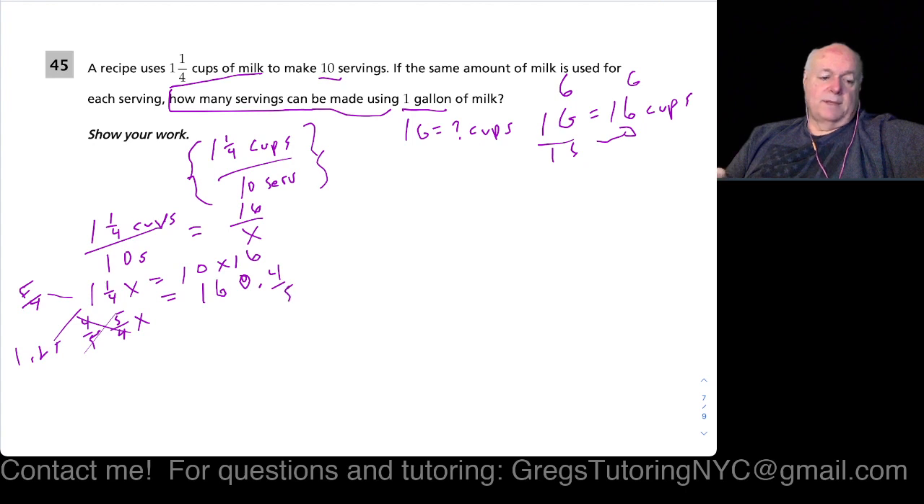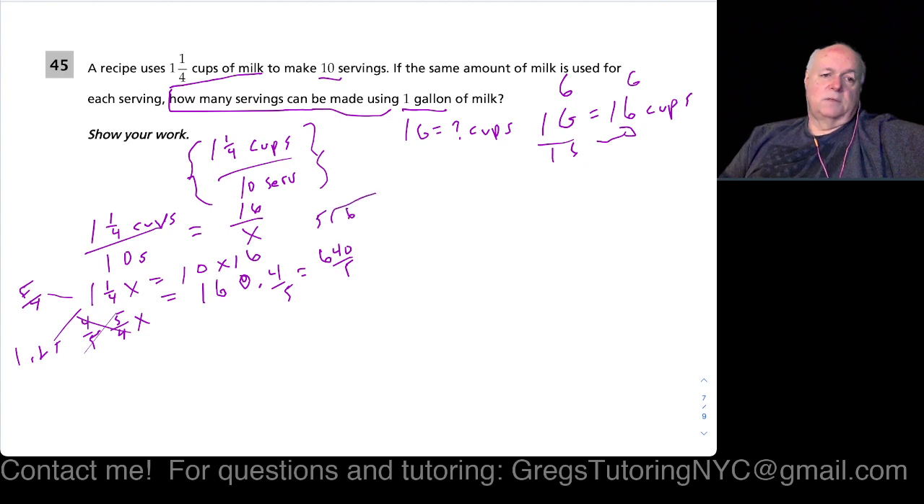And then we can cancel that out and get what we need for that. So, let's see. There's a couple of ways we could. 16 times 2 is 32. 32 times 2 is 64. So we have 640 over 5. So we can do 5 into 640.